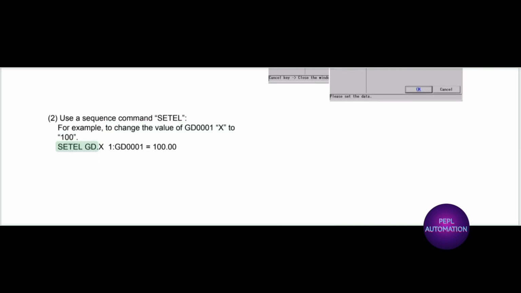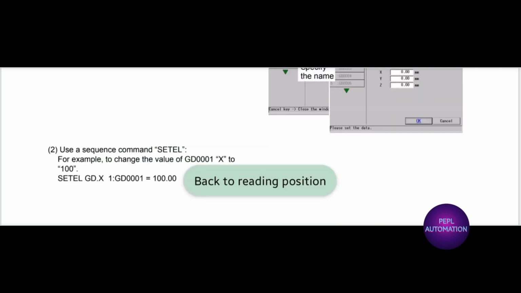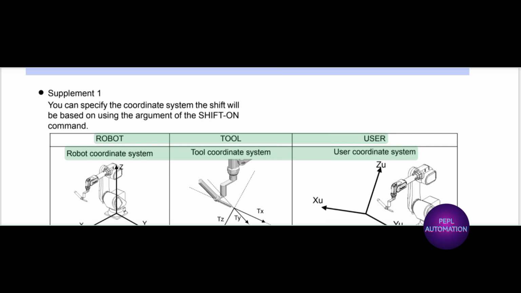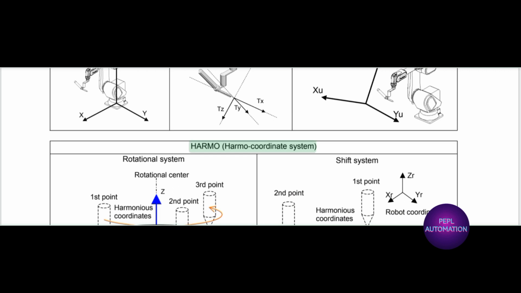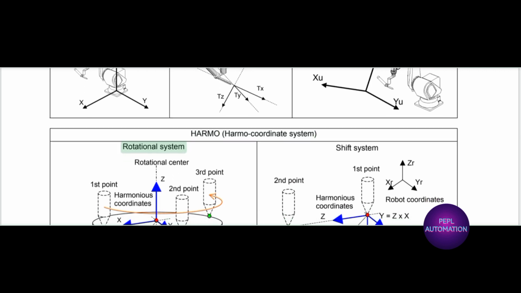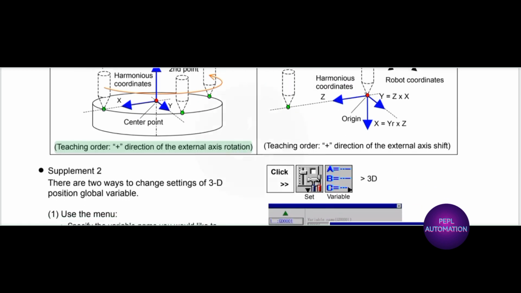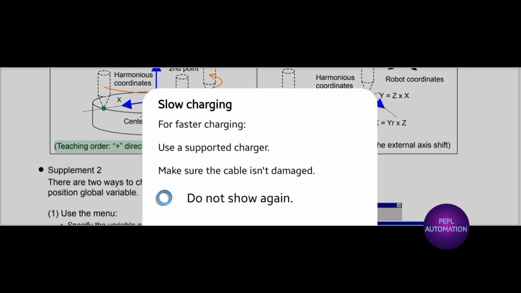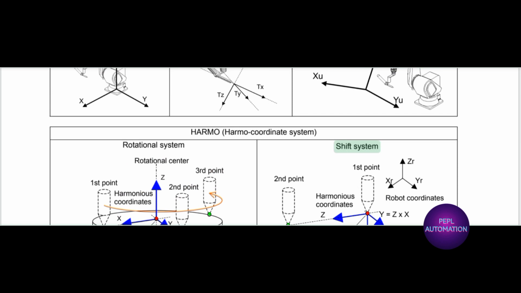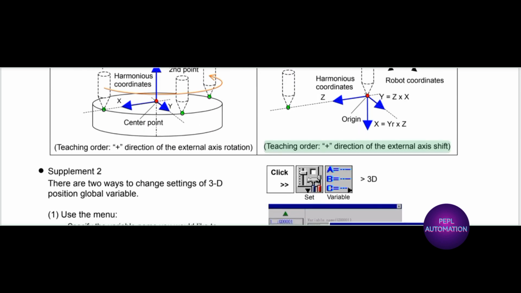GD0001 equals 100.00. Robot, tool, user: robot coordinate system, tool coordinate system, user coordinate system. Harmonic coordinate system, rotational system. Teaching order, plus direction of the external axis rotation. Shift system. Teaching order, plus direction of the external axis shift.